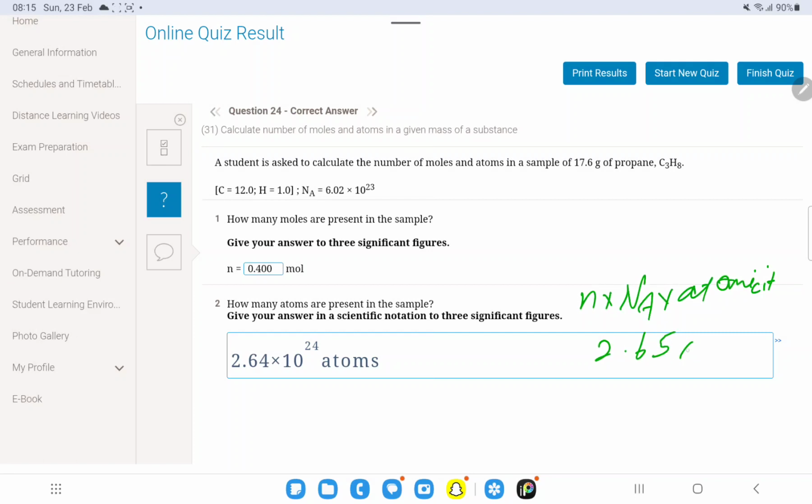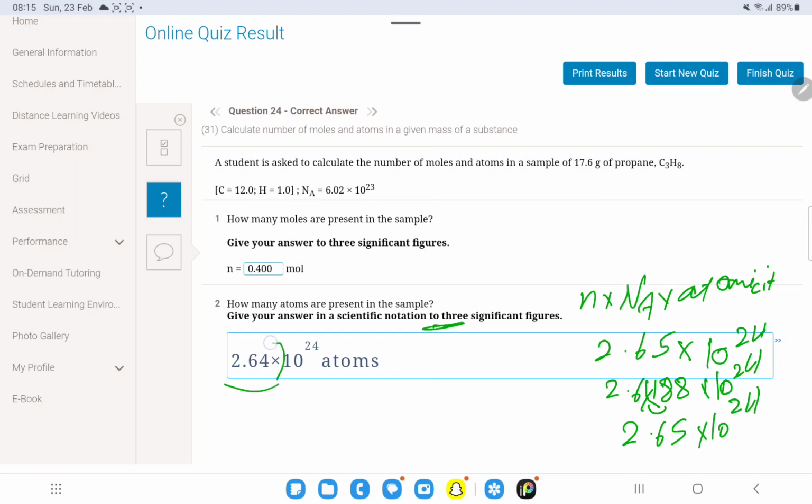You get in the calculator 2.65 times 10 to the power of 24. It's 2.6488 times 10 to the power of 24. They said three significant figures, so we round it up, so it's 2.65 times 10 to the power of 24. Here they're saying 2.64, but they accept 2.65. Just put 2.65 because it's the correct answer.